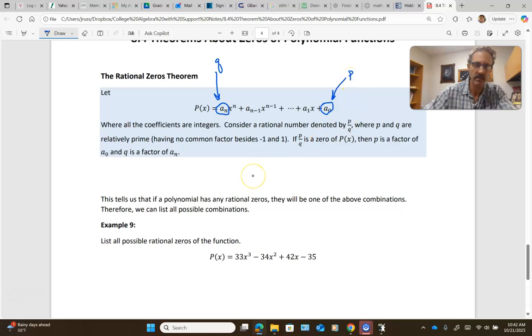And we do this by finding and listing all the factors of p, and we put all those combinations over the factors of q. Sometimes there can be quite a few factors, as you'll see in example 9 here. So p refers to our constant, q refers to our leading coefficient. Okay, so let's look at example 9.